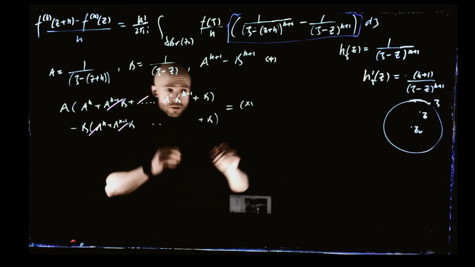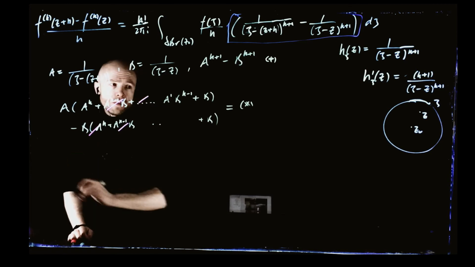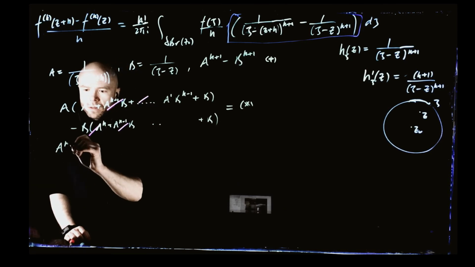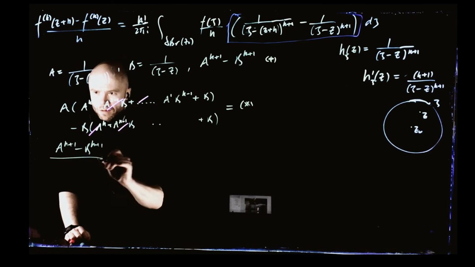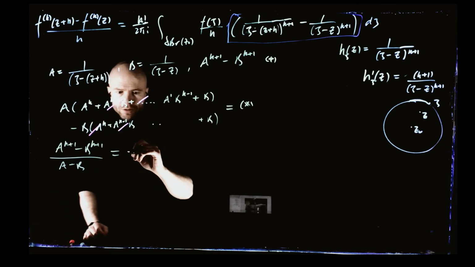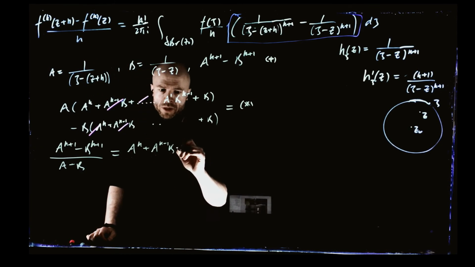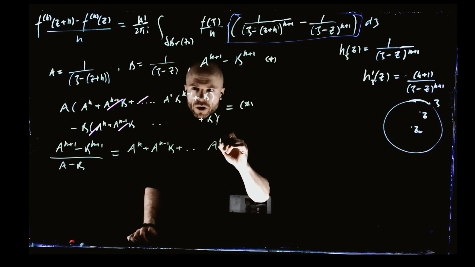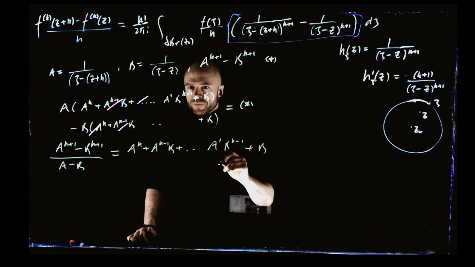So what's that told us? That's told us that a to the k plus 1 minus b to the k plus 1, over a minus b, is this expression: a to the k plus a to the k minus 1 b plus blah, blah, blah, a b to the k minus 1, plus b to the k. Is that making sense? Yeah?